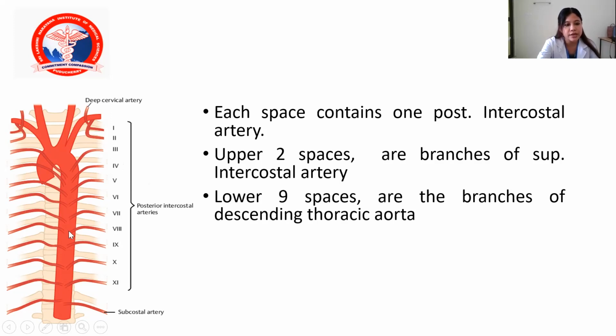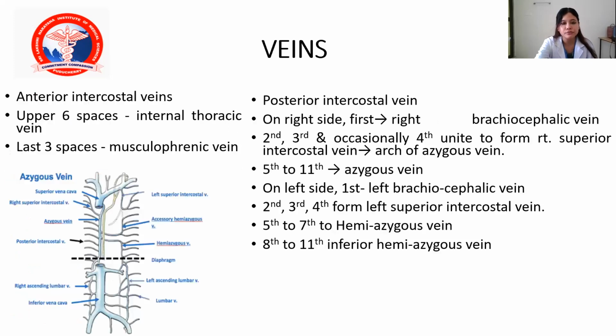Now the descending thoracic aorta, as it is present in the left side of our body, the posterior intercostal arteries will be shorter than the right posterior intercostal arteries, because the descending thoracic aorta is present in the left side. Now, what about the veins?